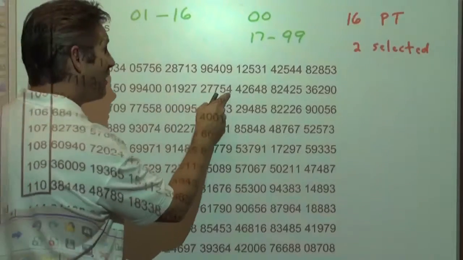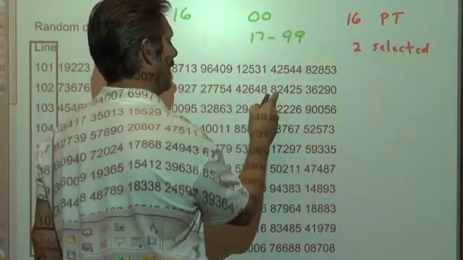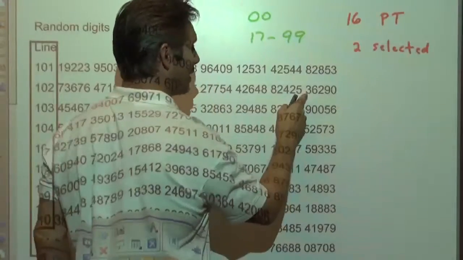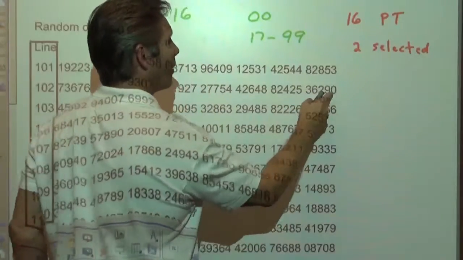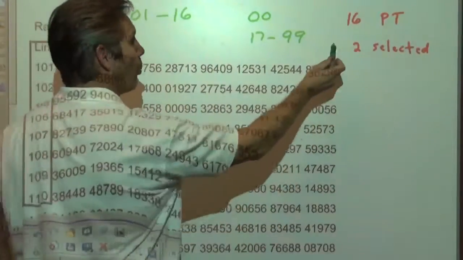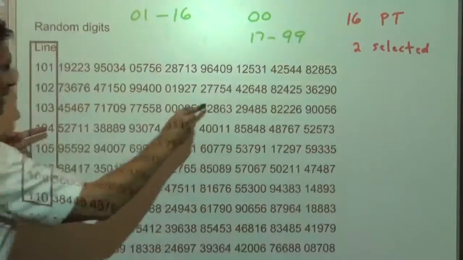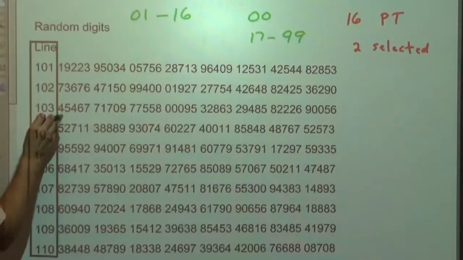27, 75, 44, 26, 48, 82, 42, 53. Will it ever end? 62, 90. Holy crud, we've gone through the whole string. We have nobody selected. So we go to the very next line and we start over from there.